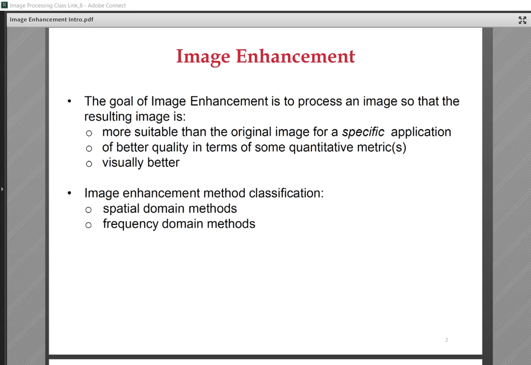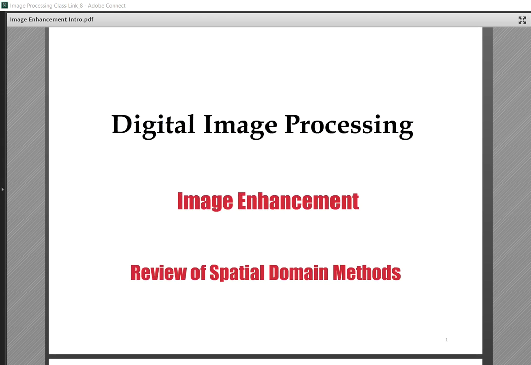We had two domains: a spatial domain and a frequency domain, or a spectral domain. Spatial domain is the X or Y domain. A spectral or frequency domain is, for example, the U-V domain. The original domain is the spatial domain, and this time we see some methods in the spatial domain for enhancing the quality of an image.